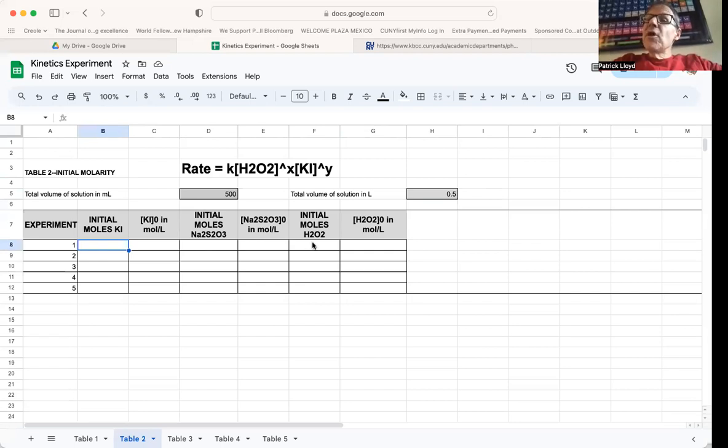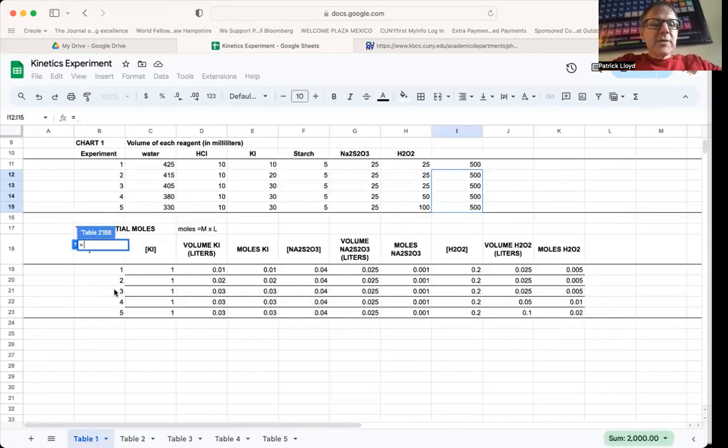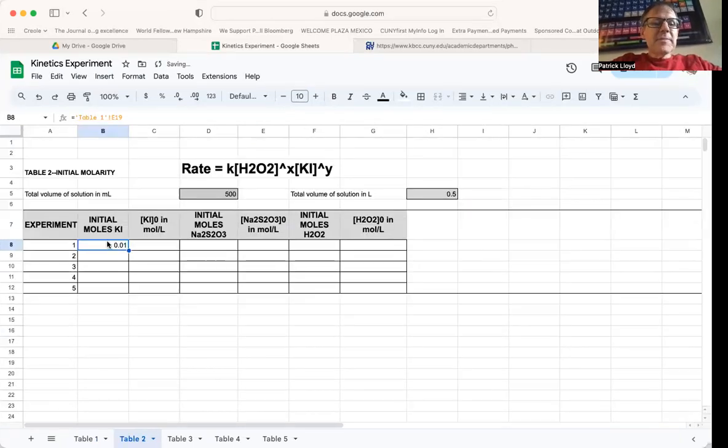So now what about the initial moles of KI, initial moles of Na2S2O3, and initial moles of H2O2? We have them already. So I'm going to take the data from table 1 and put it right into here. I'm going to come up to the first initial moles of KI and hit equal sign. That tells the program that we're going to do some sort of calculation. And I'm going to come over to table 1 and hit this cell right there, moles of KI, because that's the number we're trying to find. Hit enter and it automatically did it.